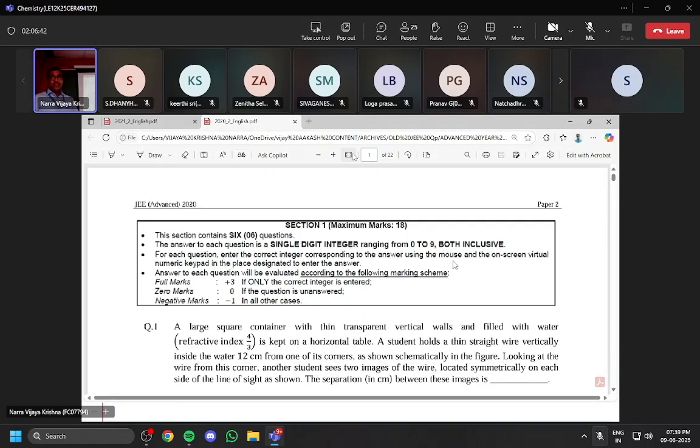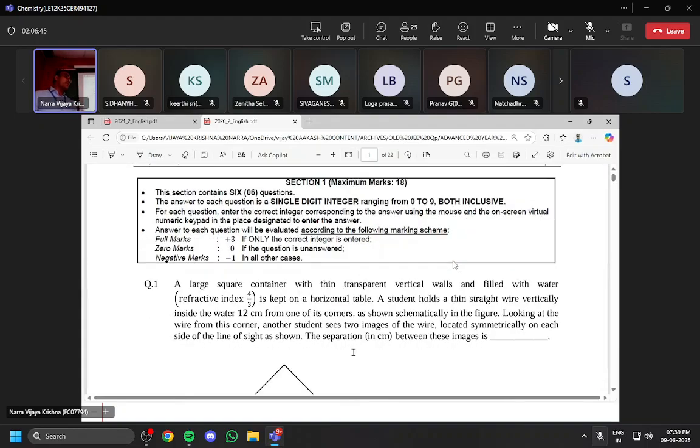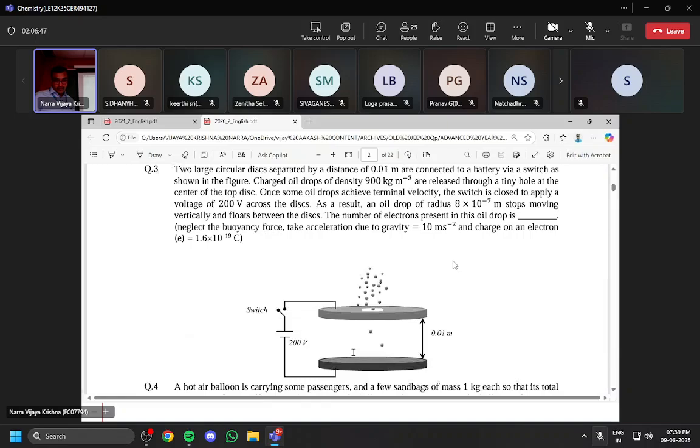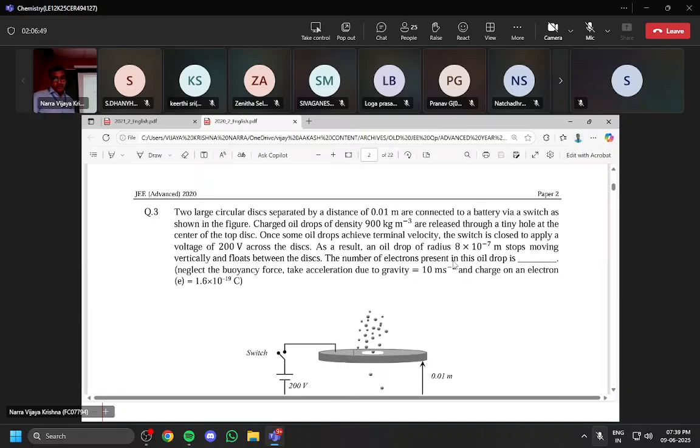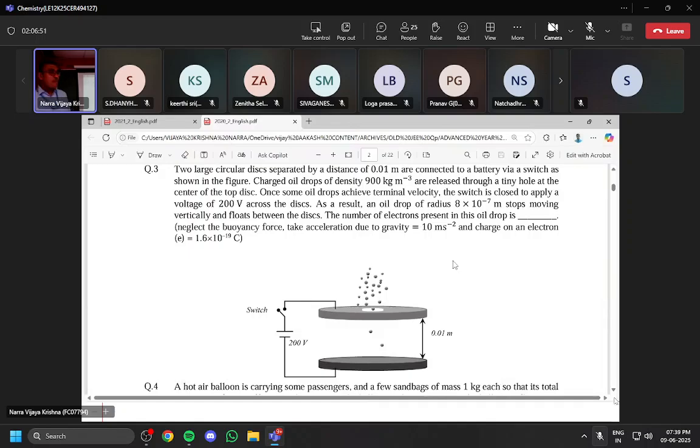And you people are not even opening the paper. This year's paper also you have not seen. What is this, sir? This we discussed last year. First chapter we discussed it.